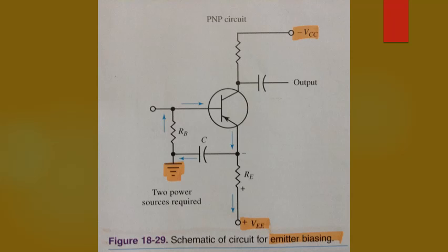An AC signal applied to the amplifier base will produce a larger AC component in the collector current. This does not upset the emitter bias because a low reactance path around RE is provided by the bypass capacitor C. This circuit ensures a stable operating point for the transistor. A disadvantage of the circuit, however, is the need for two power supplies or batteries.